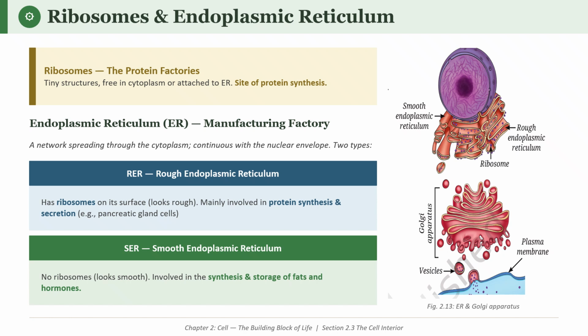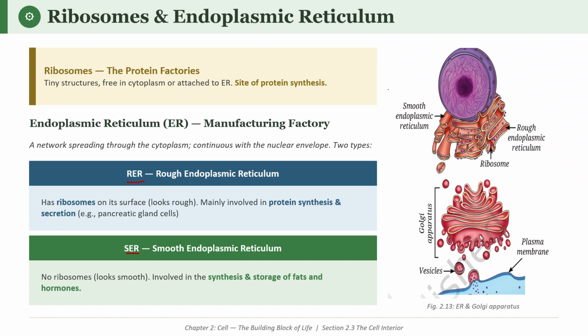So the endoplasmic reticulum is a network of membranes spread throughout the cytoplasm, acting like channels. It is connected to the nuclear membrane. The endoplasmic reticulum acts like a manufacturing and transport system. We have two types of endoplasmic reticulum: one is the rough endoplasmic reticulum and the other is the smooth endoplasmic reticulum. Here you can see RER and SER.